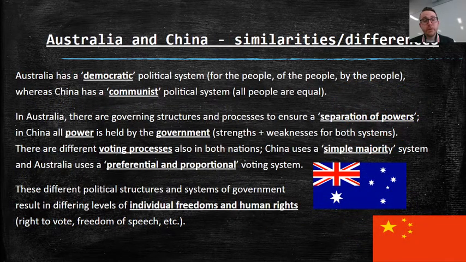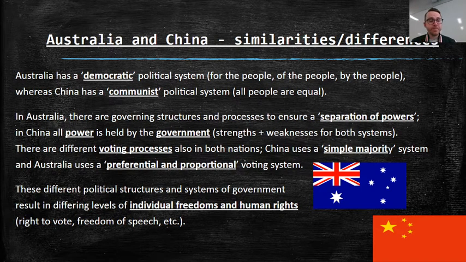So, Australia has a democratic political system, which we should know by now. That's for the people, of the people, by the people. Whereas China has a communist political system, where all people are equal. That's their main belief, their ideology. There's some debate about whether China truly is a communist country or whether they have an autocracy. That's their system of government, where one person or a small group of people has all the power. I'm not going to get into that debate. All you need to know is that China's ruling political party is the CCP, the Chinese Communist Party.